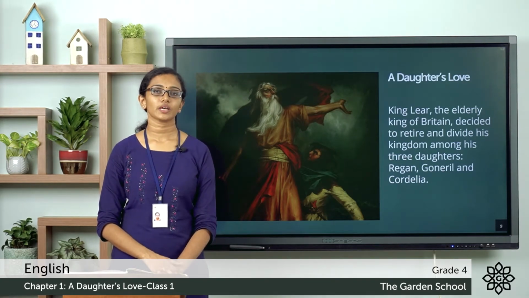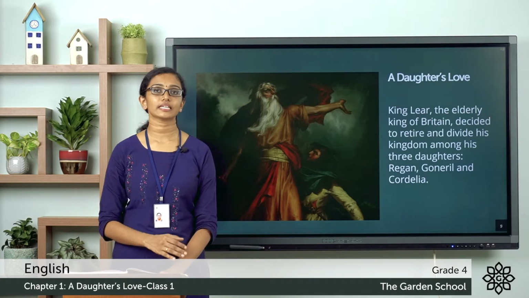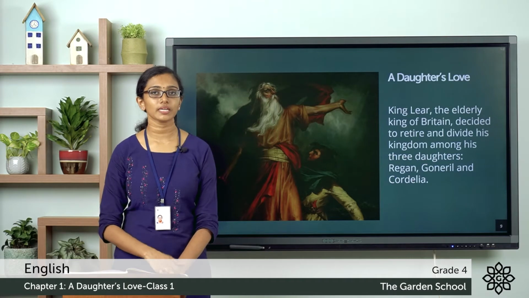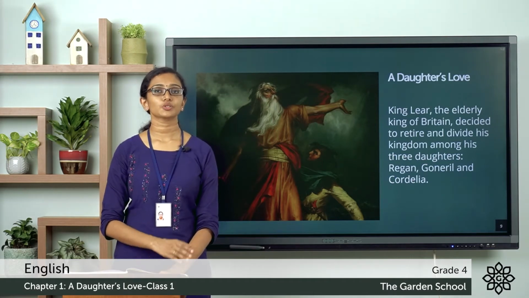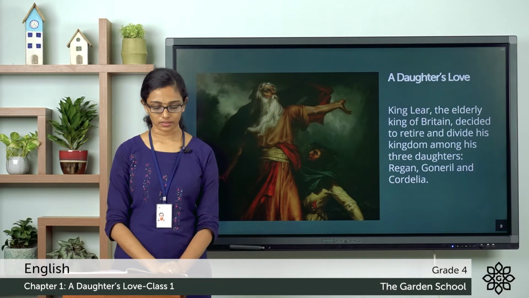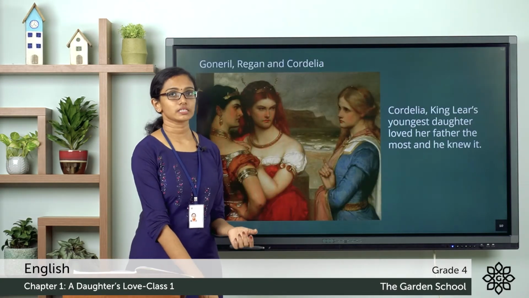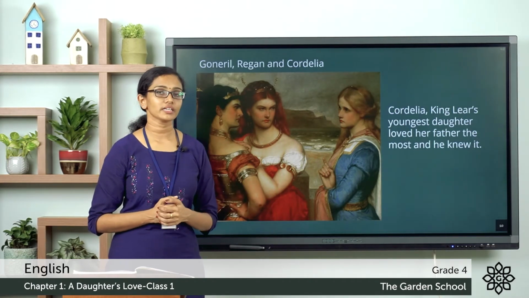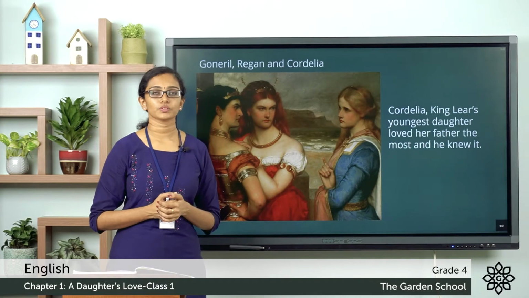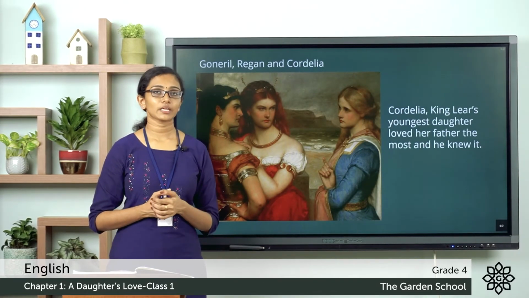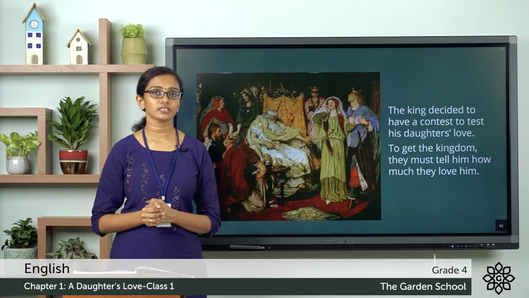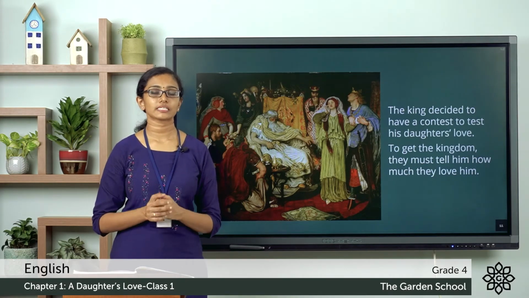So here it says about the elderly king called King Lear, who was the ruler of England. He was becoming old and weak and he wanted to retire. So he decided to pass on his kingdom to his daughters. So King Lear had 3 daughters, Goneril, Regan, and Cordelia. Cordelia was the youngest daughter and she loved him the most and he knew it. Now that the king was getting old and decided to retire, he wanted to pass his kingdom to his daughters. So he decided to put a contest to test who loves him the most as a father.